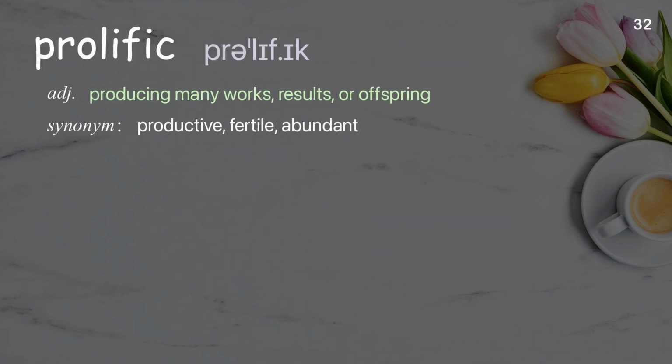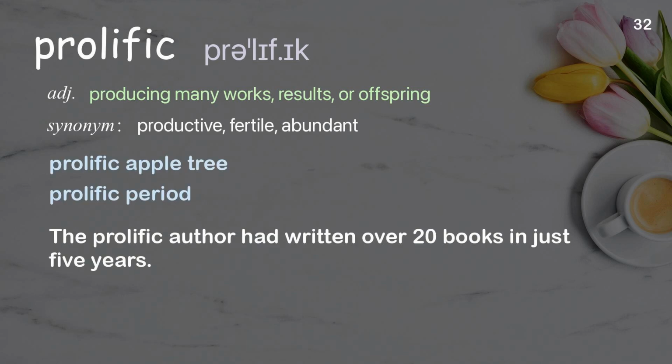Prolific. Producing many works, results, or offspring. Examples. Prolific apple tree. Prolific period. The prolific author had written over 20 books in just 5 years.